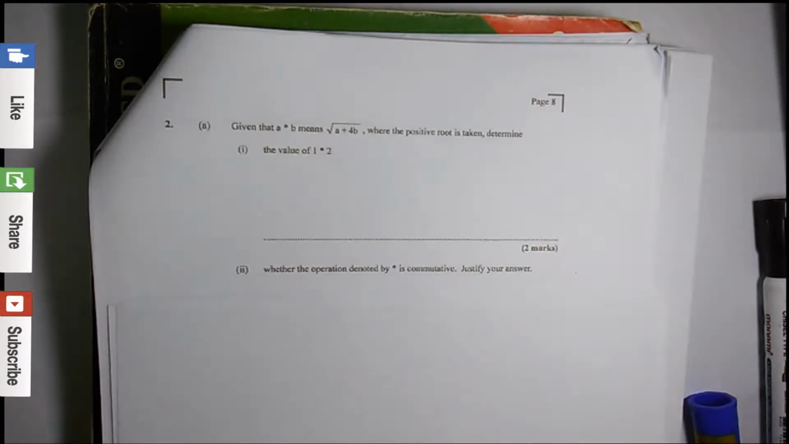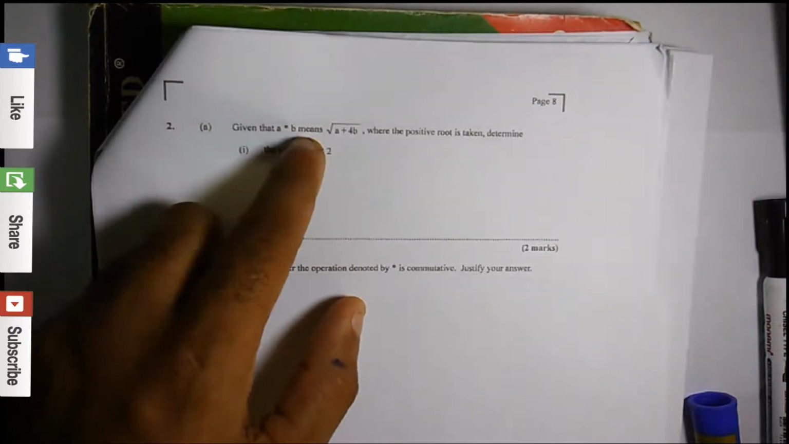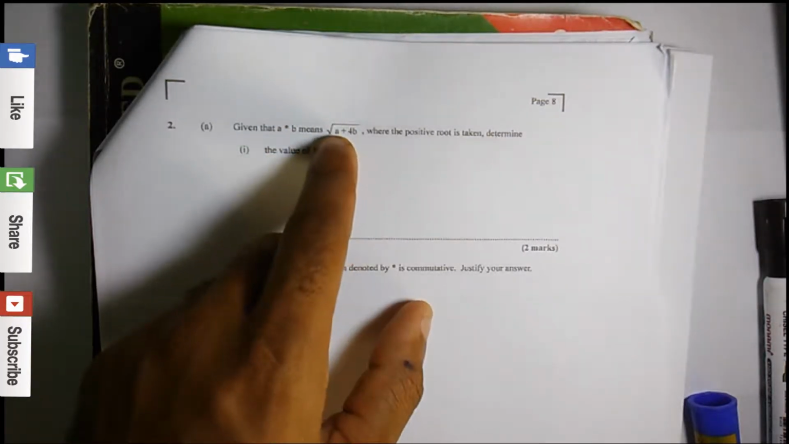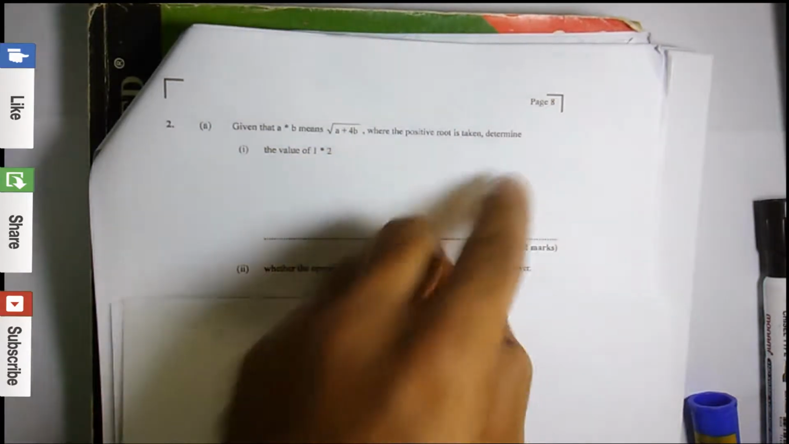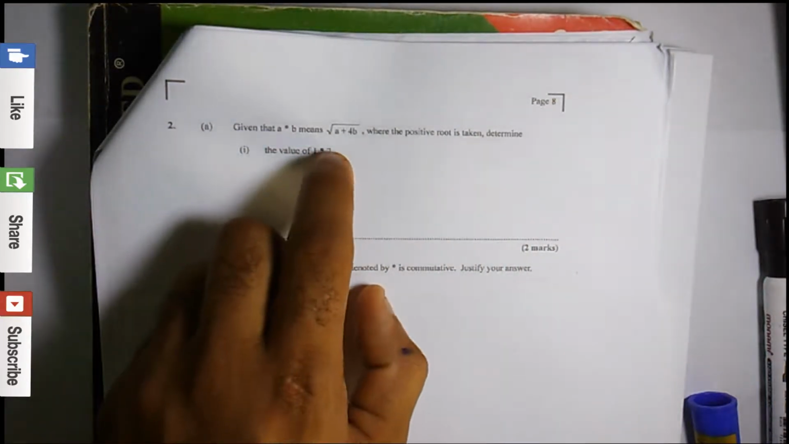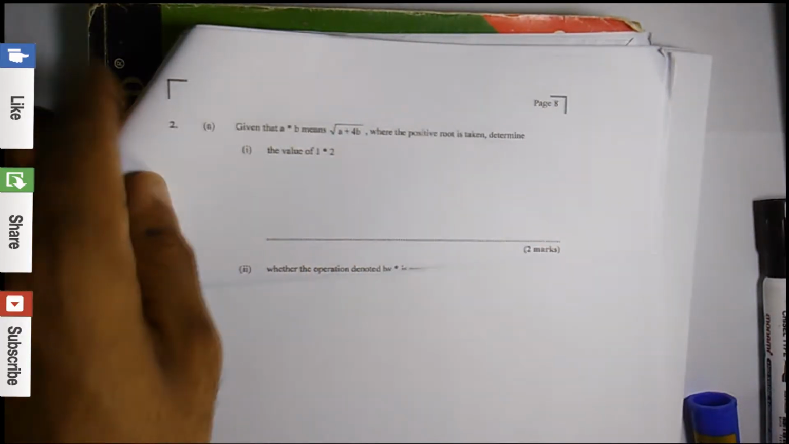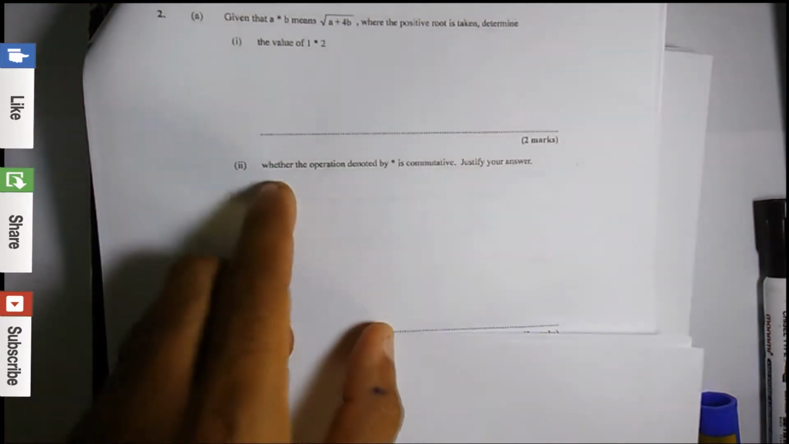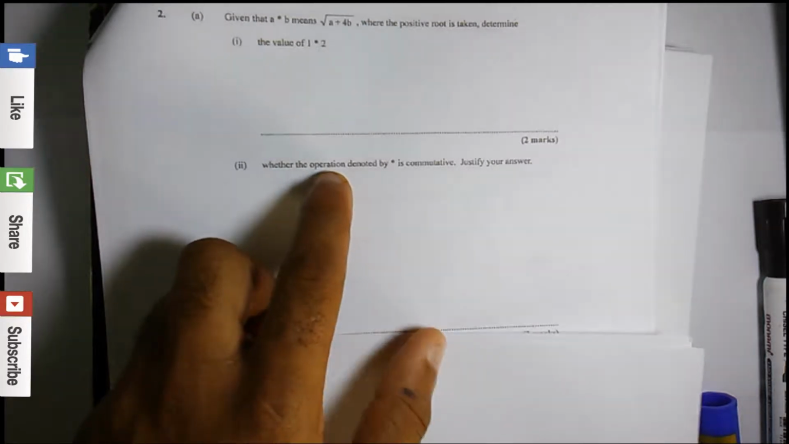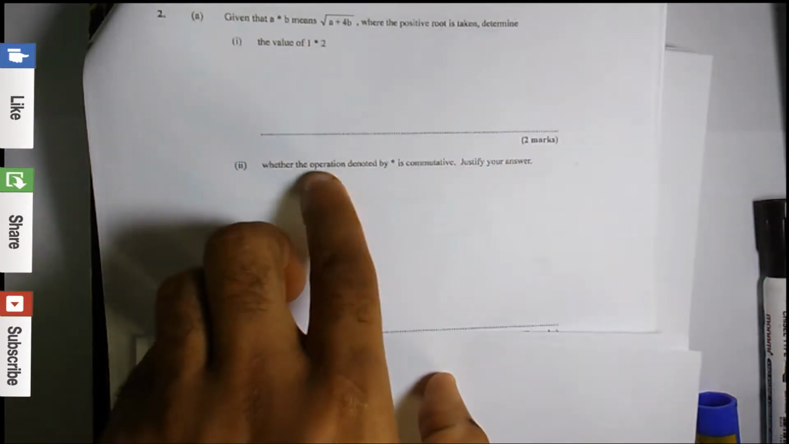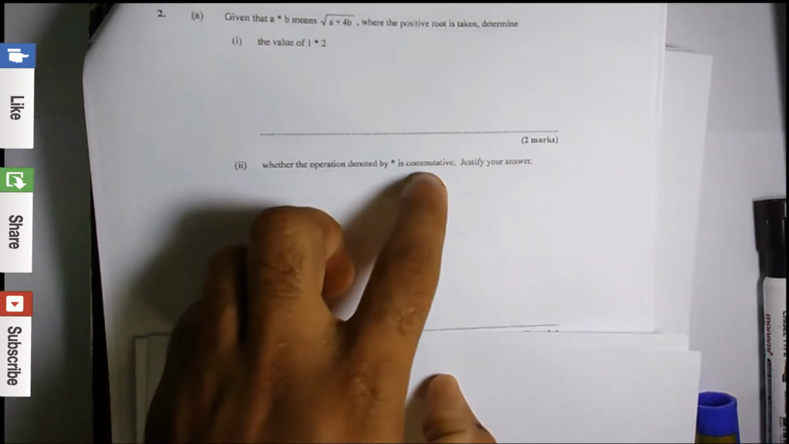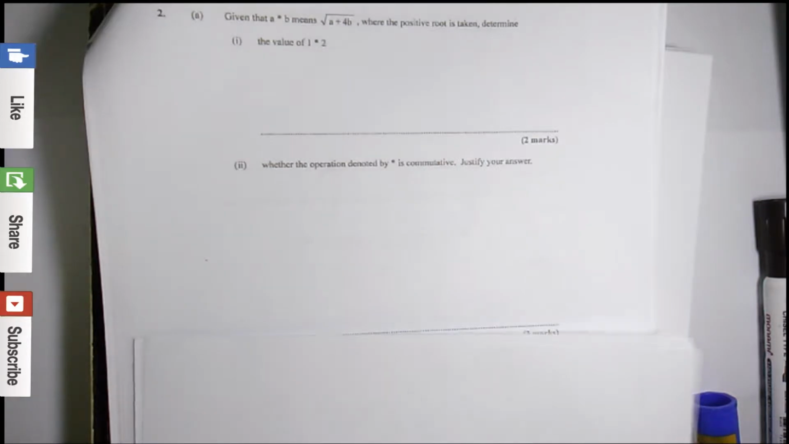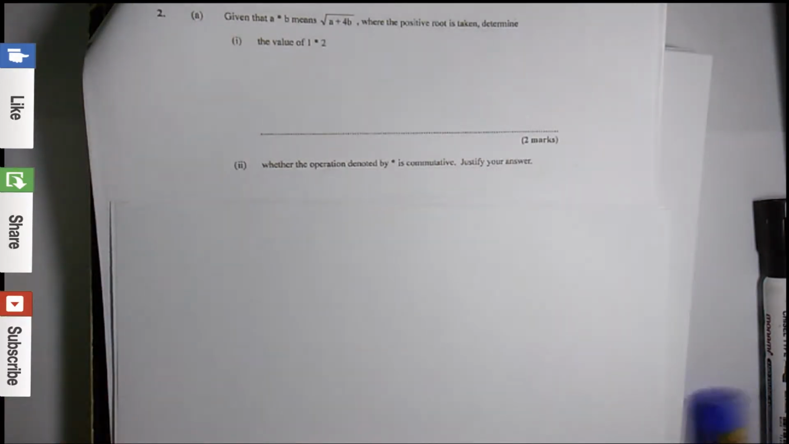This is a 6C past paper question where they say, given that a asterisk b means the square root of a plus 4b, where the positive roots are taken, determine the value of 1 asterisk 2. That's for 2 marks. And we have a second section to the question where they said determine whether the operation denoted by the asterisk is commutative. Justify your answer. So we'll be going through both questions.